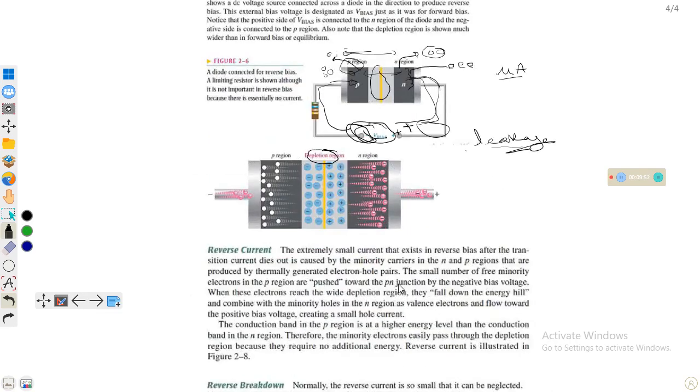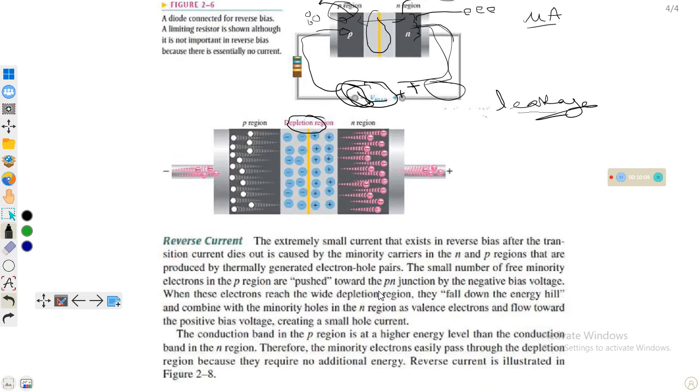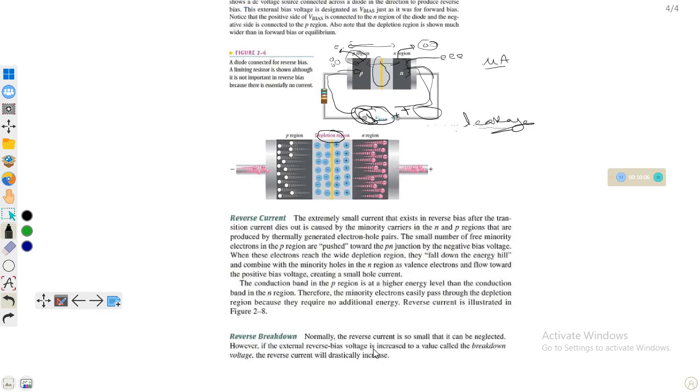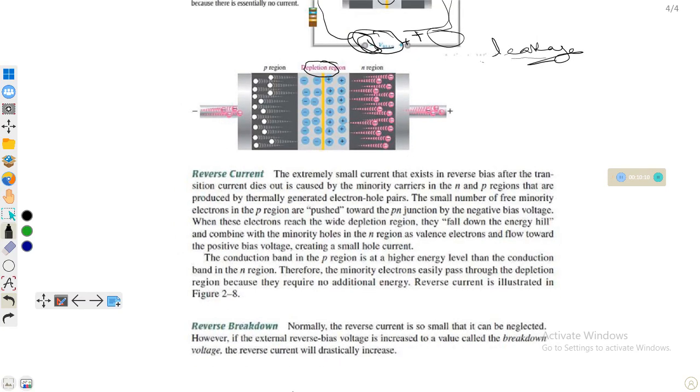Here you can see the extremely small reverse current that exists in reverse bias, caused by minority carriers. Okay, next, reverse breakdown. When you increase the reverse bias voltage, normally the reverse current is so small that it can be neglected.